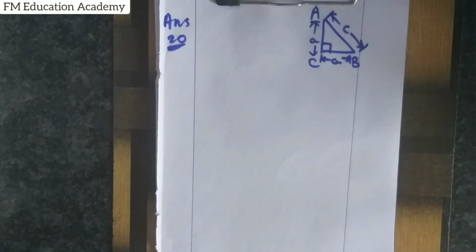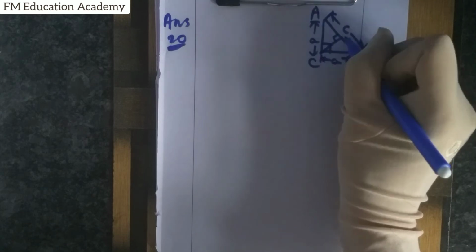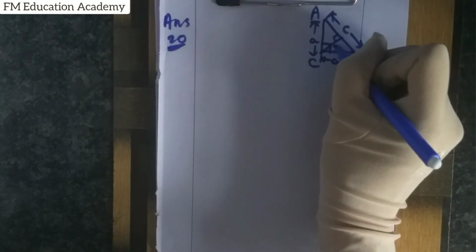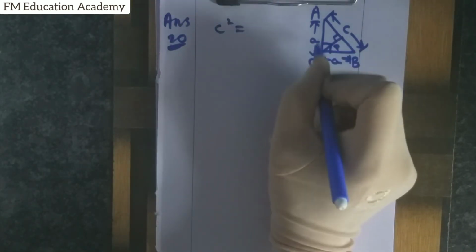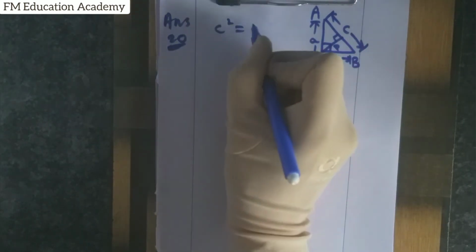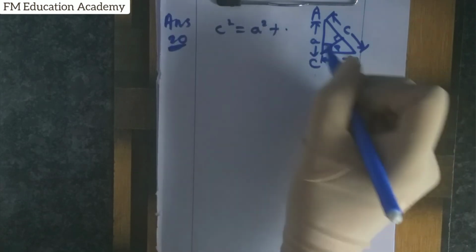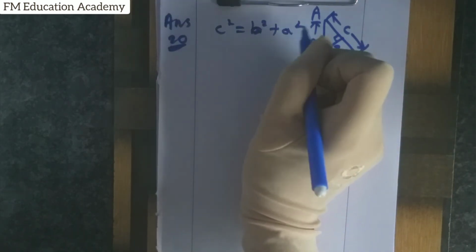And p is the length of the perpendicular from C to AB. So let this be a perpendicular drawn from C to AB. That length is given as p. c square, that is AB square, is equal to BC square plus AC square. So what is the AB length given? c square. What is the BC length given? a square, plus what is AC given? b. So a square plus b square. So we have c square is equal to b square plus a square.